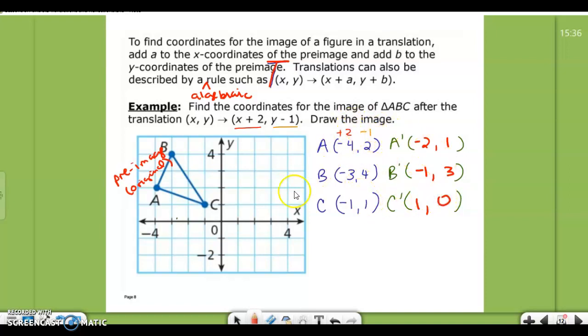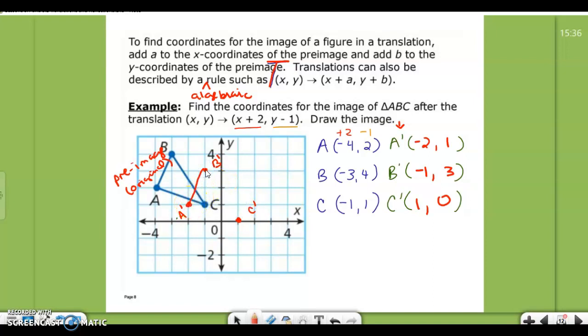Now when I draw the image, I have to be careful. So A prime, notice that I've got my prime notation with the apostrophe, is at -2, +1. That's A prime. It's very important to notate that. B prime is at -1, 3. B prime. And C is at 1, 0 for C prime.